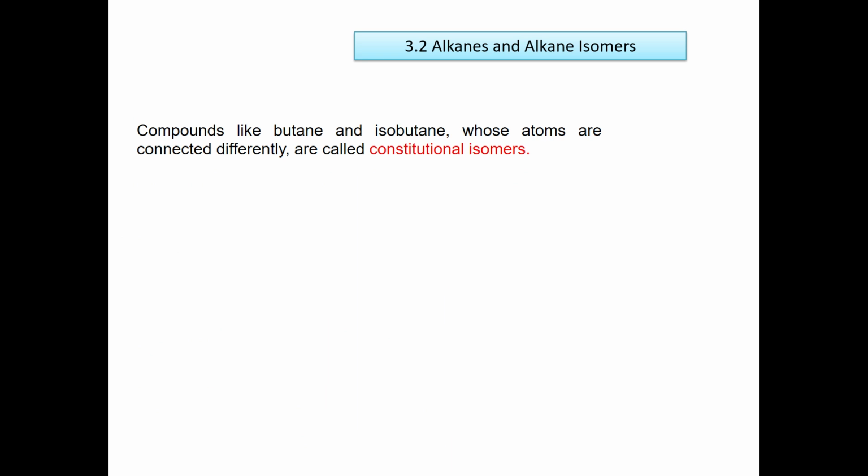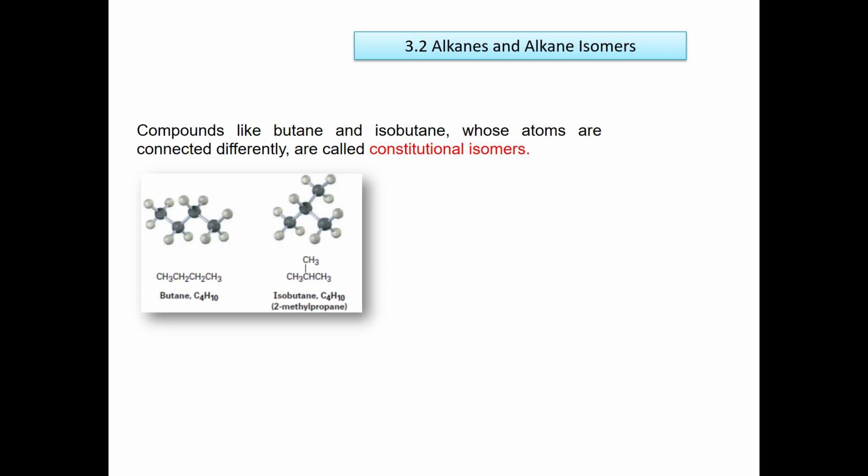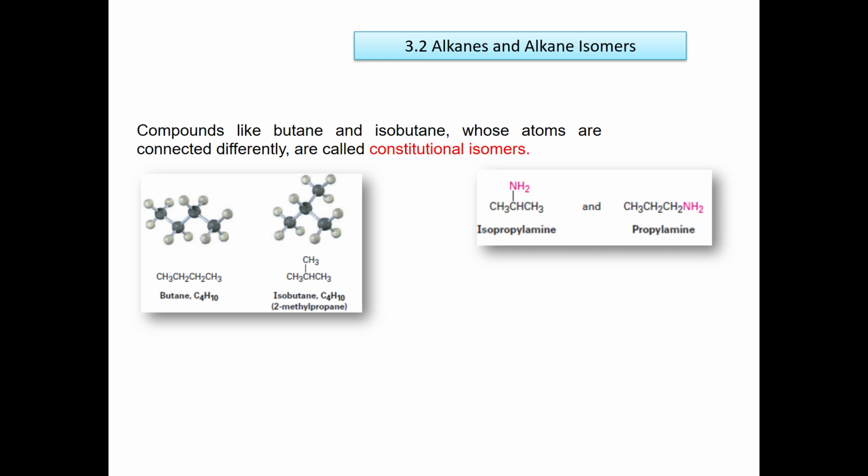Compounds that have the same molecular formula but are connected differently, that means the matrix of bonds is different, are called constitutional isomers. Here you have several examples: butane, isobutane, or isopropylamine, propylamine.